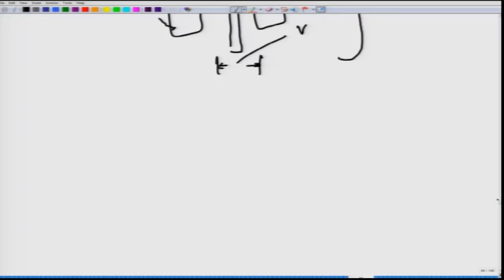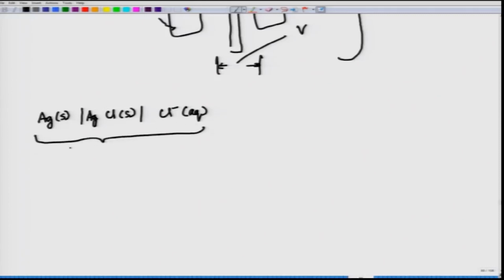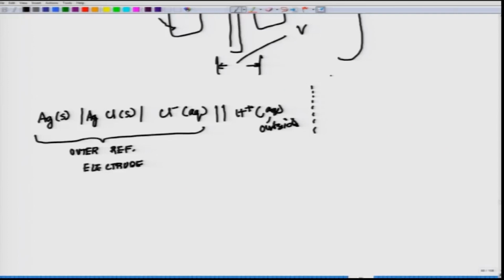Now, the line diagram of this cell can be written as follows. You are using AgCl as the reference electrode: Ag solid / AgCl solid / Cl- aqueous. This is your outer reference electrode. Now, with H+ aqueous outside. Now, you have the glass membrane selectively bound to H+, outside the glass electrode.